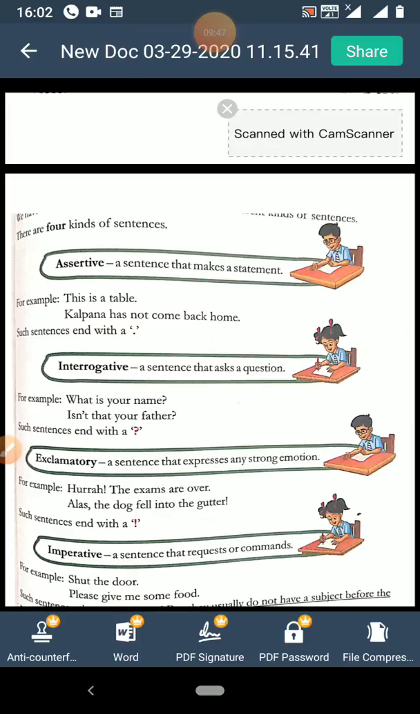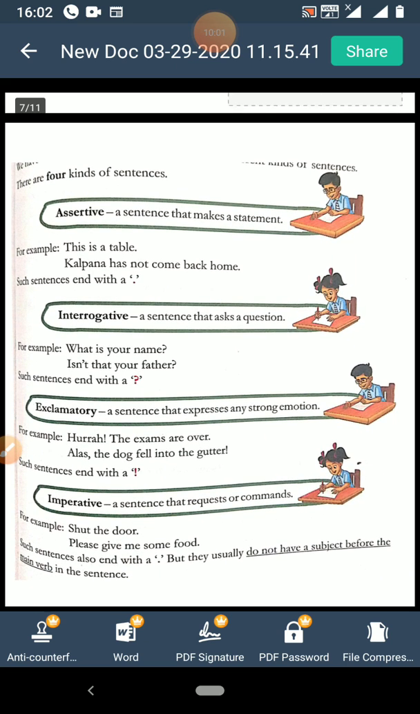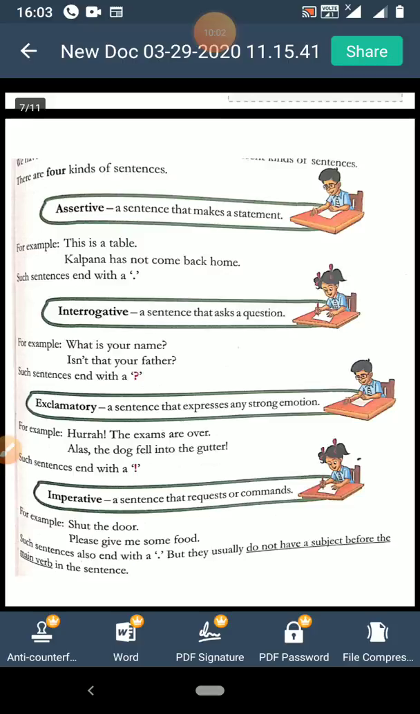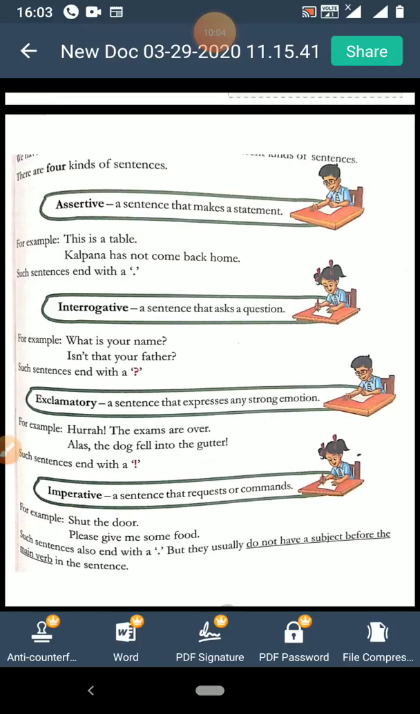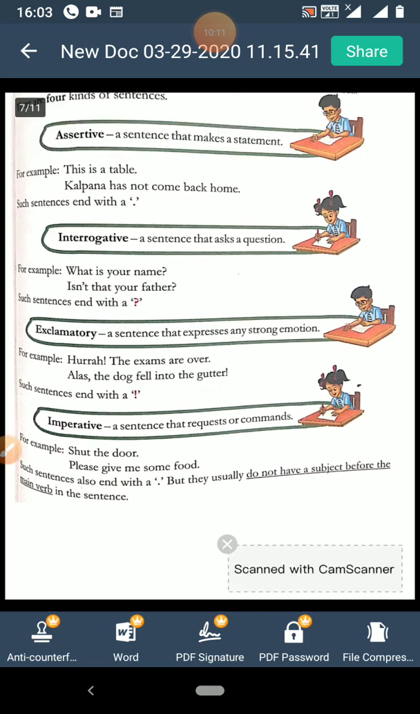Now, let's revise the kinds of sentences. There are four kinds of sentences. Assertive, a sentence which makes a statement. Interrogative, a sentence that asks a question. Exclamatory, a sentence that expresses any strong emotion. Imperative, a sentence that requests or commands.